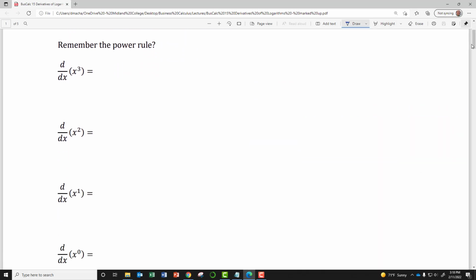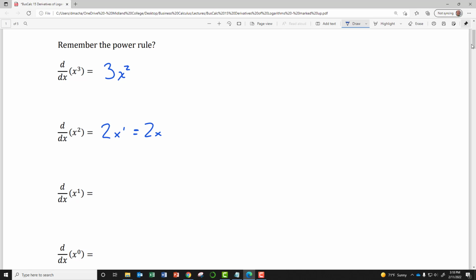You remember the power rule. So when we say, let's take the derivative with respect to x of x cubed, you know that this is 3x squared. And this next one, we're talking about the derivative with respect to x of x to the second power, x squared. This one must be 2x to the first power, which we also just call 2x.